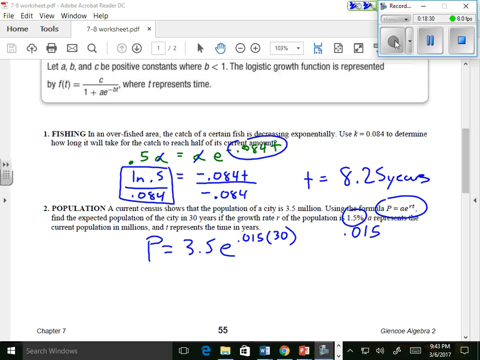So if we put this amount in our calculator, 3.5 times e to the 0.015 times 30, you need to make sure that you put all this in parentheses to make sure the calculator does it right, and you should get a population of about 5.489, which is about 5.5, and that would be million.